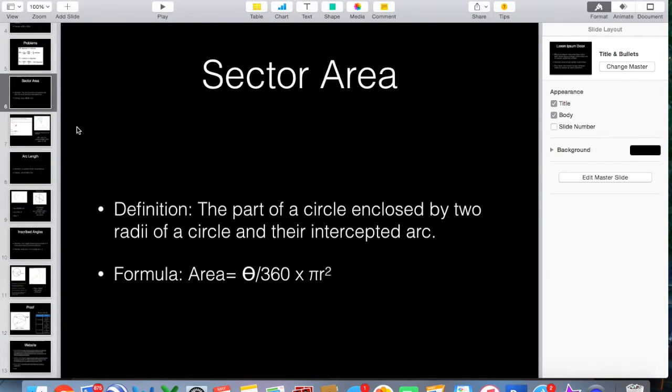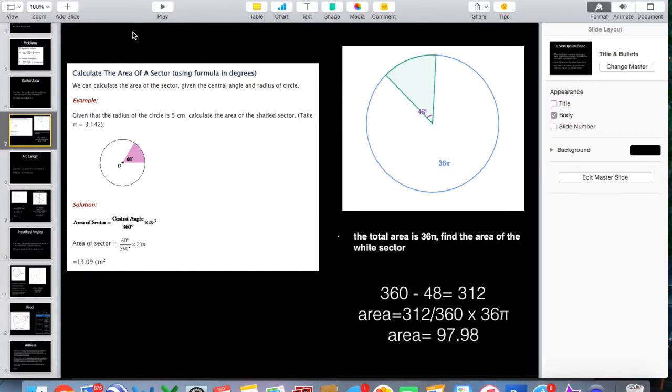Area sector. The definition of an area sector is part of a circle enclosed by two radii of a circle and their intercept arc. The formula for this is area equals theta over 360 times pi r squared. So here we have a problem that says, given that the radius of a circle is 5 centimeters, calculate the area of the shaded sector.